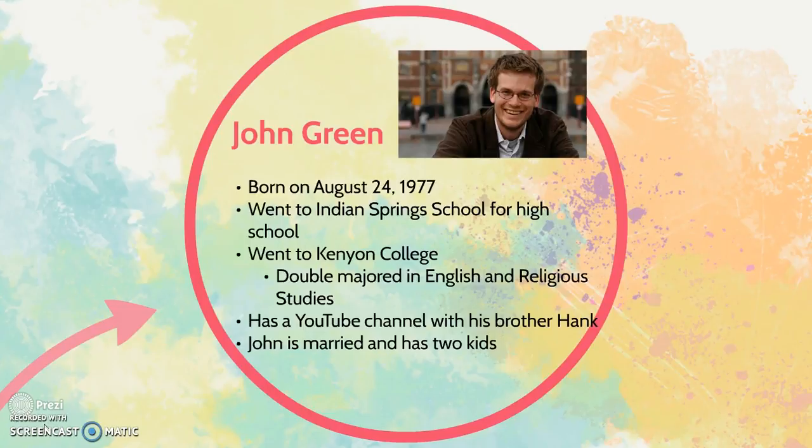The author of the 3 books was John Green. He was born on August 24th in 1977. He went to Indian Springs School for high school, which was a boarding school. And then for college, he went to Kenyon College, and he double majored in English and religious studies. A fun fact about John Green is he has a YouTube channel with his brother Hank, and he's also married and has 2 kids.